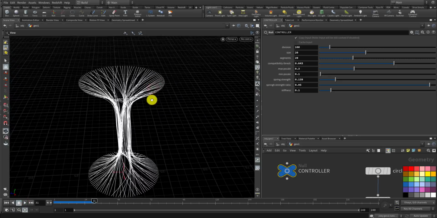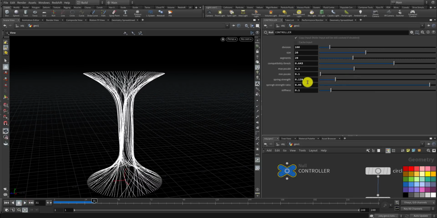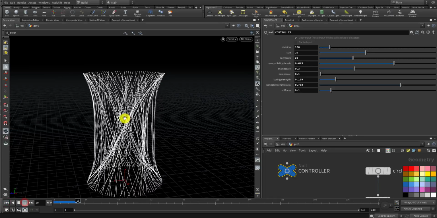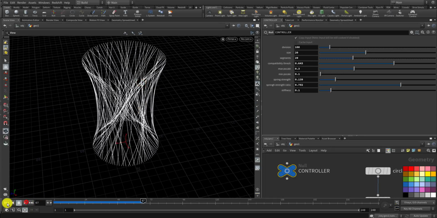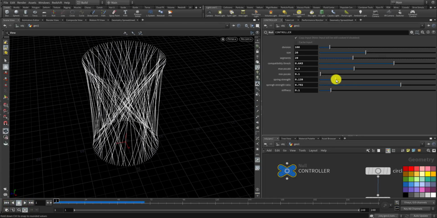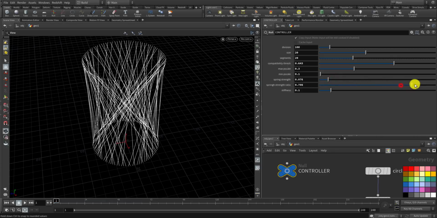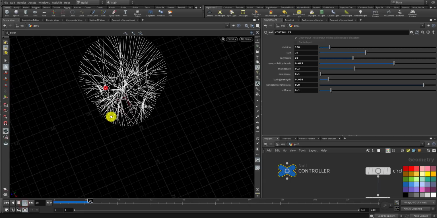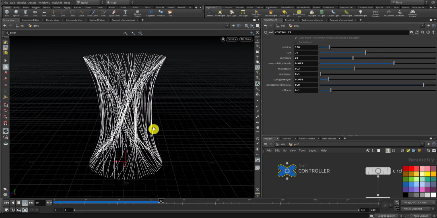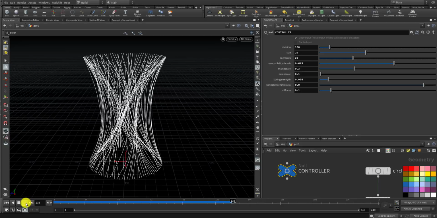Maybe it's also a bit too strong. I could also stop the spring strengths a bit faster by lowering the ratios, the spring ratio, like this. So it's a matter of parameters. You have to find the best parameters in order to have the best looking bundling.